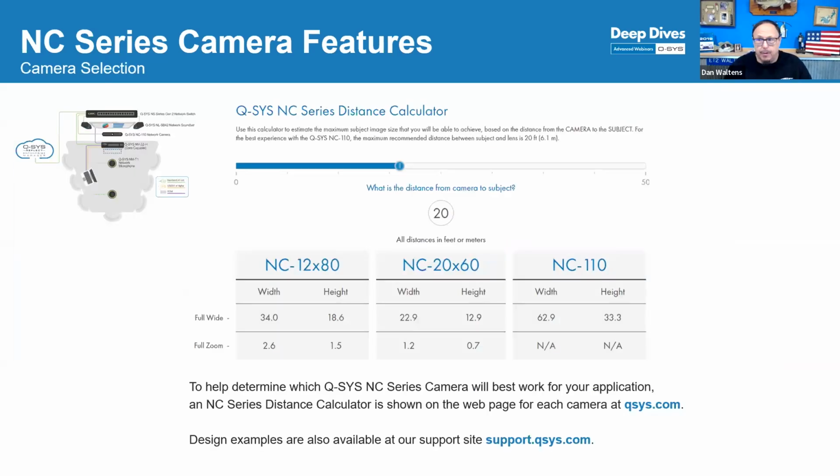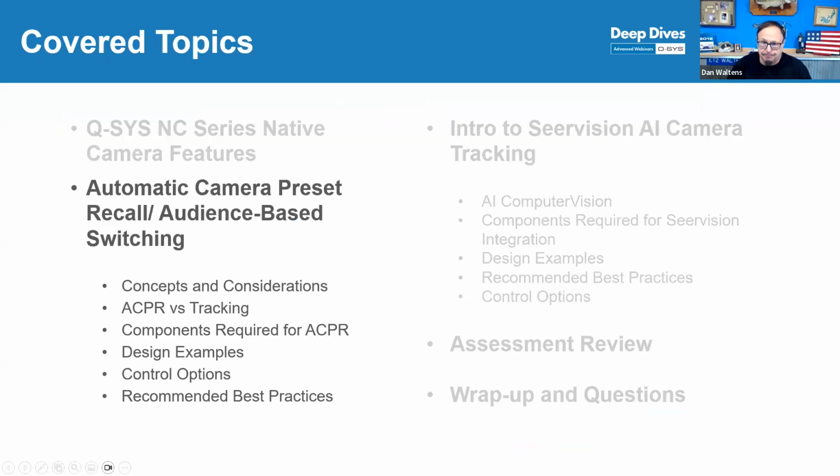So the NC series district, the camera calculator is located on the product page for the NC cameras. You can see a snippet of this here. It is a really nice tool to have because you can come in, set what distance you believe the furthest person back is, and we're going to recommend different cameras based on how far back you are. So kind of a handy tool. Look for that on the website.